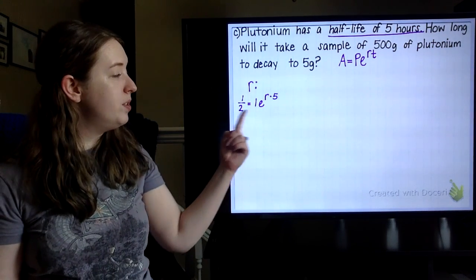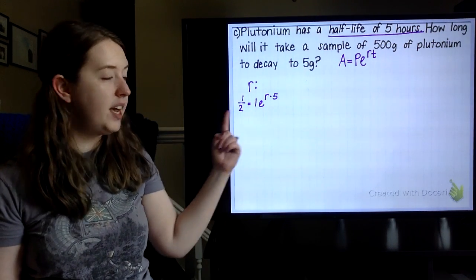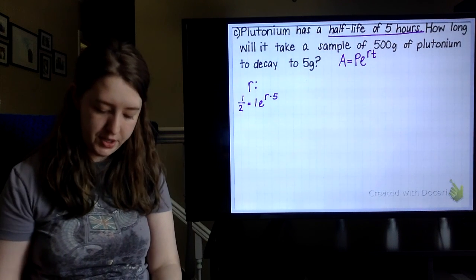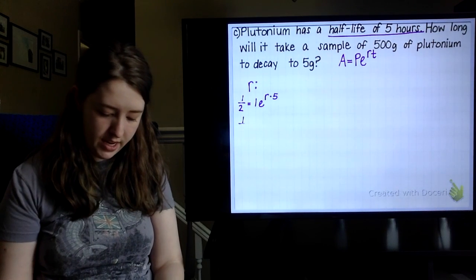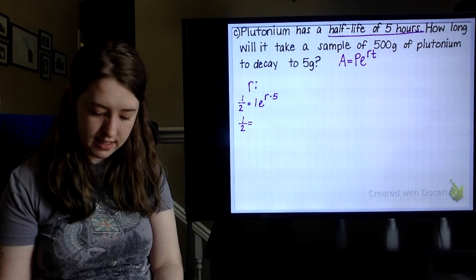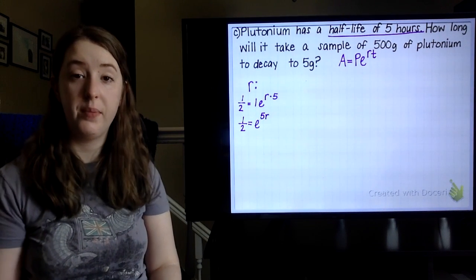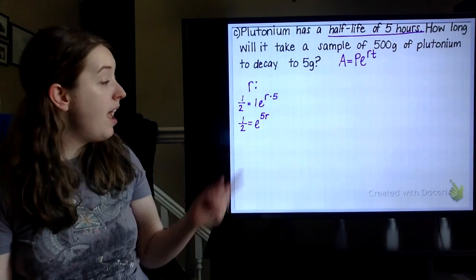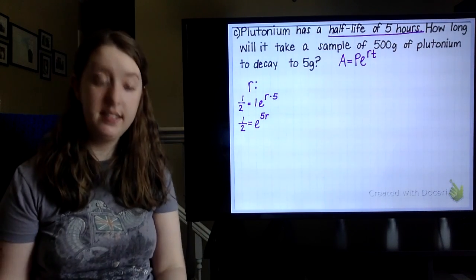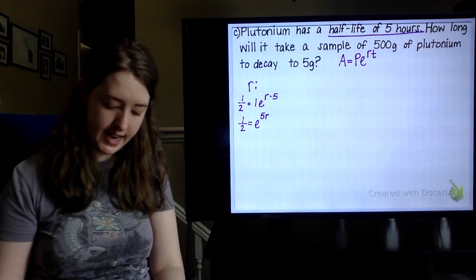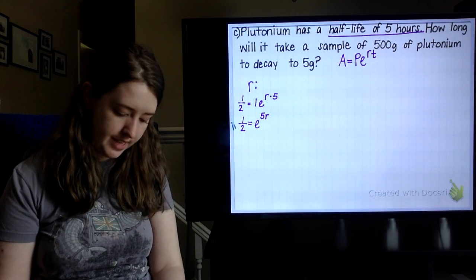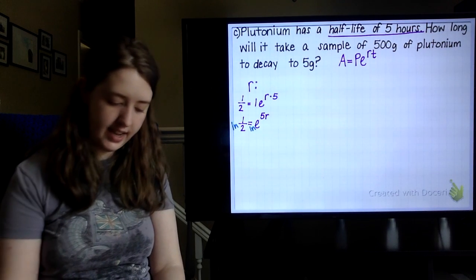We can either multiply by 1 or divide by 1 on each side, whatever you want to do to simplify. We end up with 1/2 equals e to the 5r when I multiply r times 5. Now I need to get rid of e. To undo an e, I need to take the natural log. So I'll take the natural log of both sides.